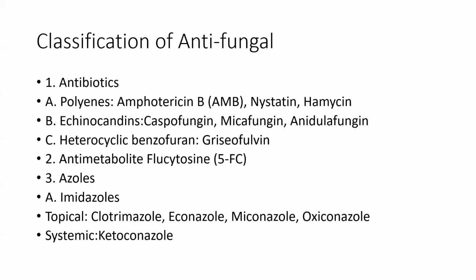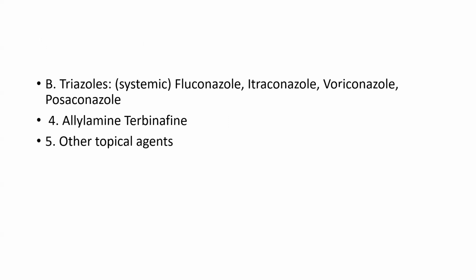Antibiotics are again divided into polyenes, echinocandins, and heterocyclic benzofuran. Polyenes include amphotericin B, nystatin, and hamycin. Echinocandins include caspofungin, micafungin, and anidulafungin, and heterocyclic benzofuran includes griseofulvin. Antimetabolites include flucytosine. Azoles include imidazoles and triazoles.